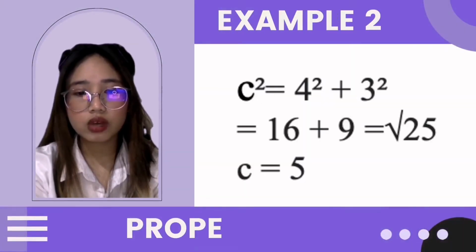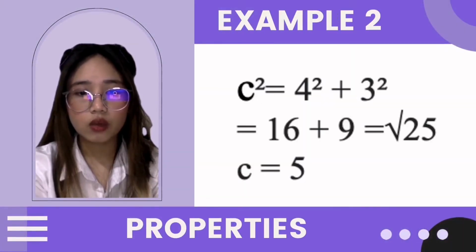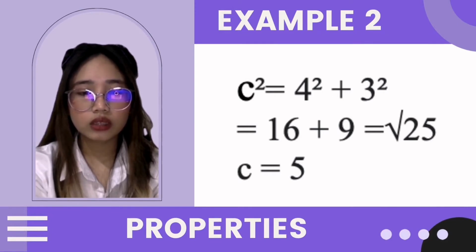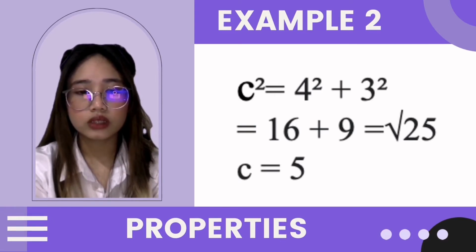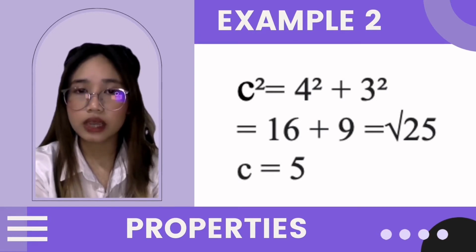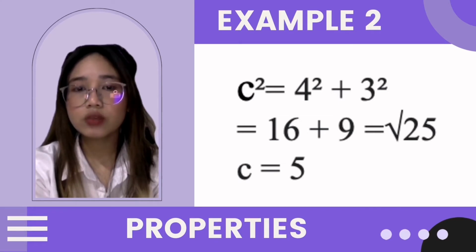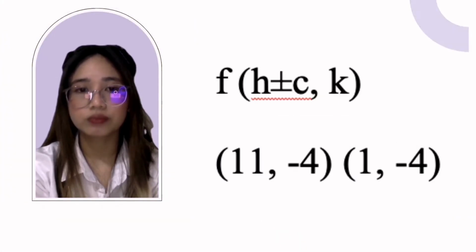And now to solve for foci, we need to get the c first. So the equation for c is a squared plus b squared, equals 4 squared plus 3 squared, equals 16 plus 9. It equals 25. So the square root of 25 is 5. So the answer for c is 5.